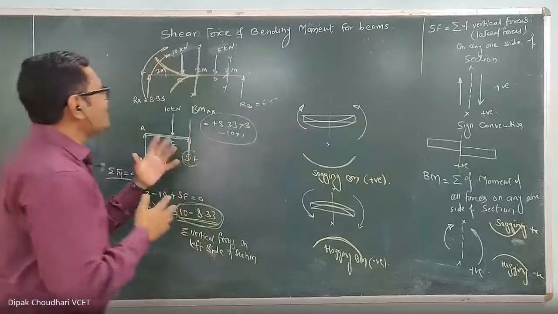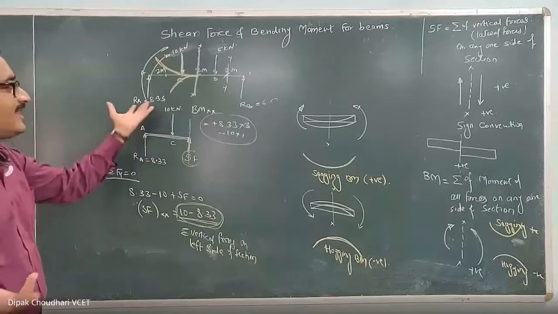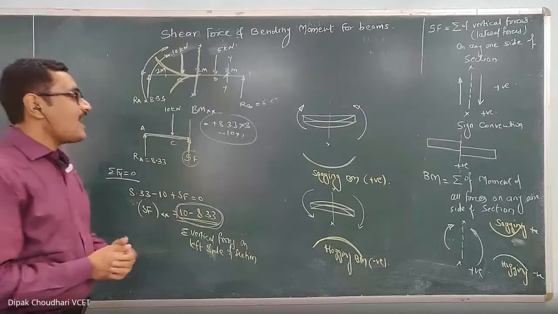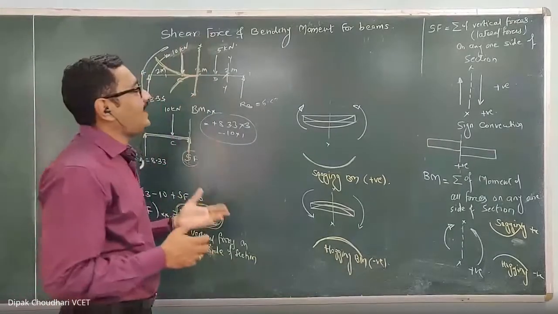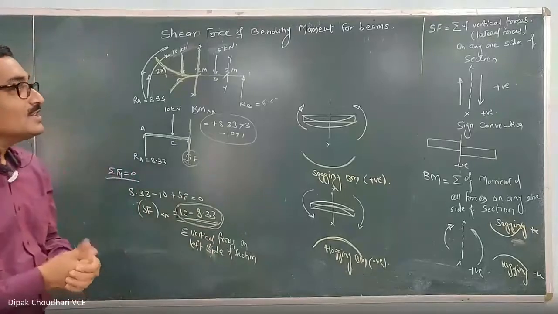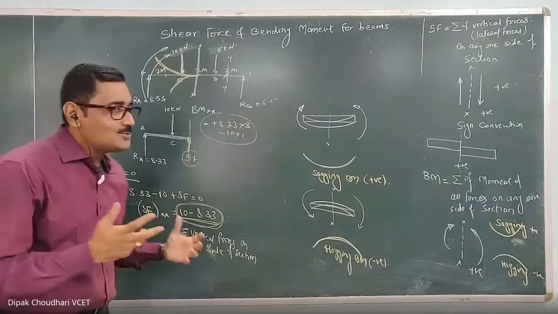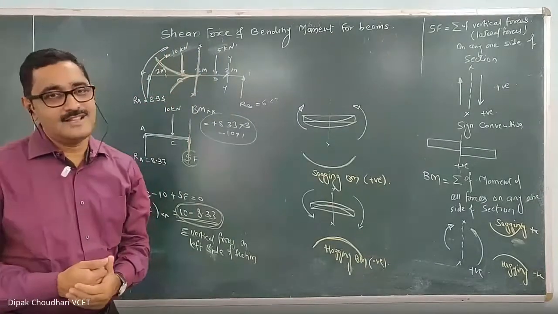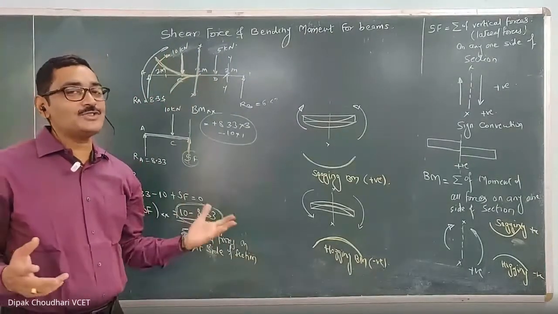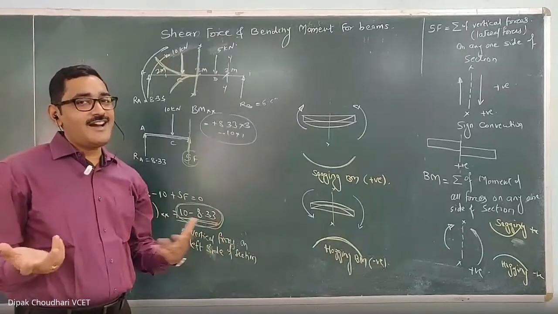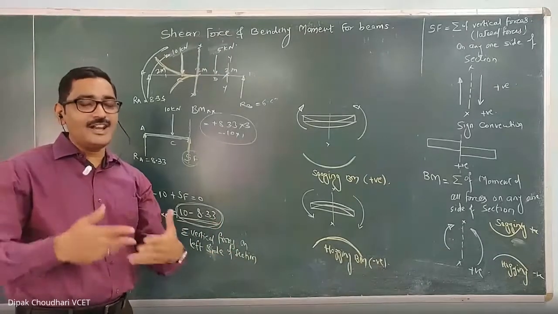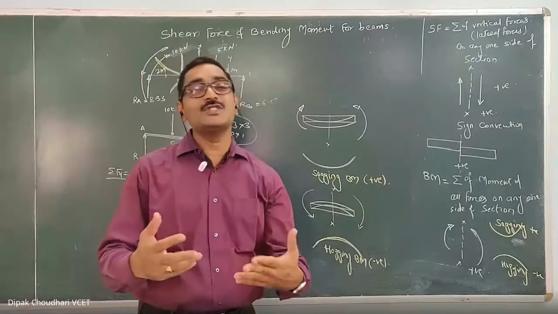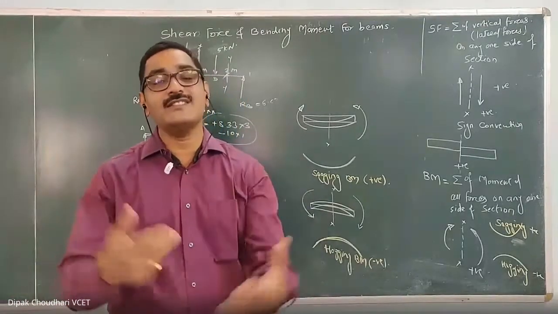Now, how to find out the shear force and bending moment? In the last lecture I told you exactly what is meant by shear force and why it is induced. I also told you what is meant by bending moment and why it is induced. Now the question is how to calculate the shear force at any particular section. I already told you that equal and opposite shear force and bending moment are induced in a beam, which are known as the resisting shear force and resisting bending moment.